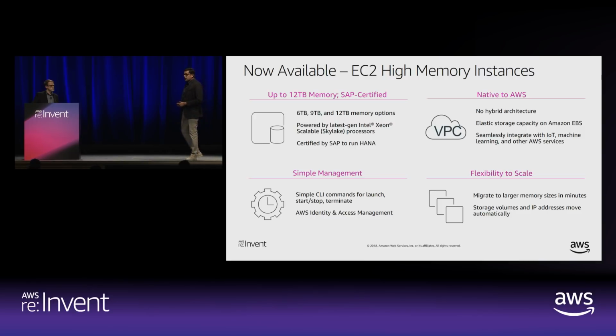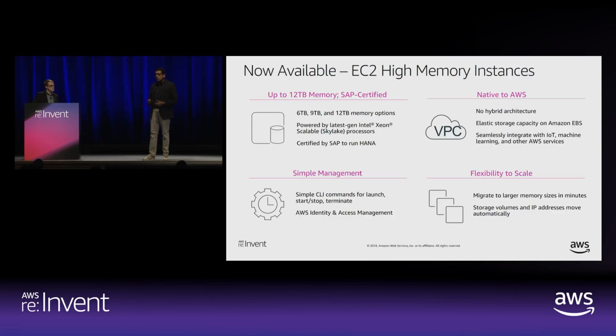Second, these instances are native to AWS. You can run these instances in your existing VPC where you're already running your application servers, or where you are probably already running your HANA deployment on R4 or X1 or X1E instances today. Now, this is native to AWS. That means that you can take advantage of all the other AWS services. You can take advantage of Amazon EBS, Elastic Block Storage.